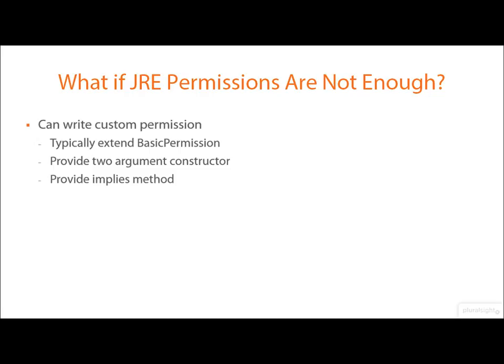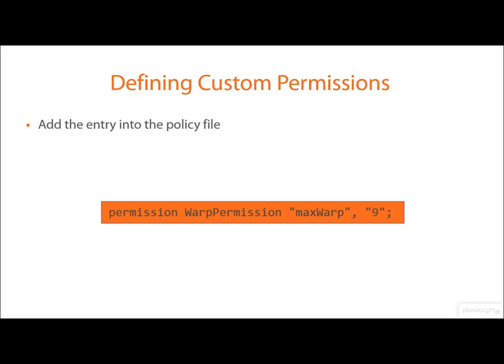So read access doesn't imply write access. Now the opposite probably is true. So if I've been given write access to the file, then I almost certainly want to be able to read the file. So write does imply read. So all permissions have an implies method that we have to implement. Once we've created the permission, and we'll see how we do that in a moment, we add an entry into the policy file. And custom permissions follow the same naming conventions as built-in permissions.